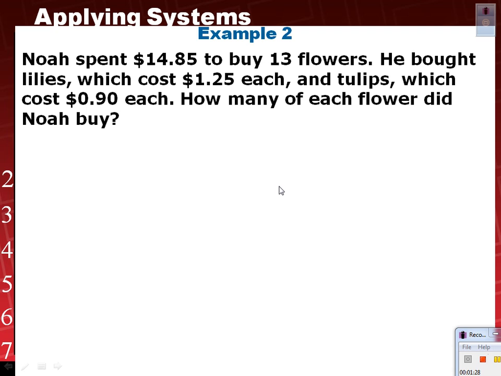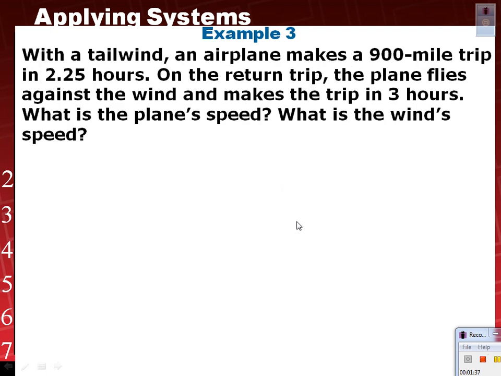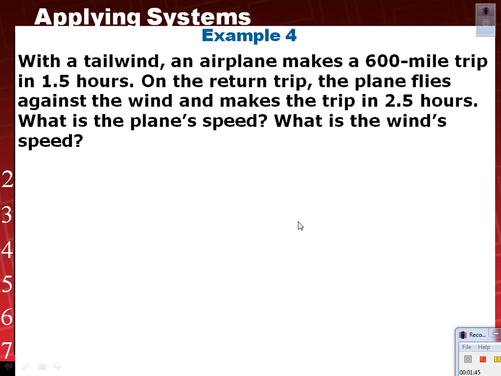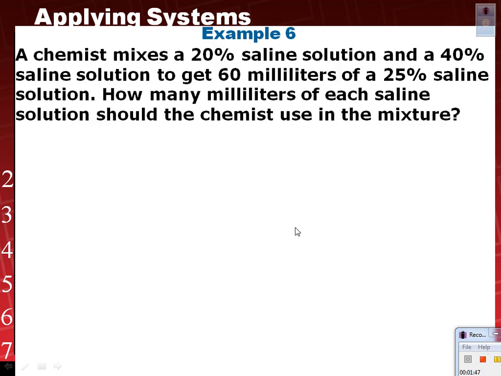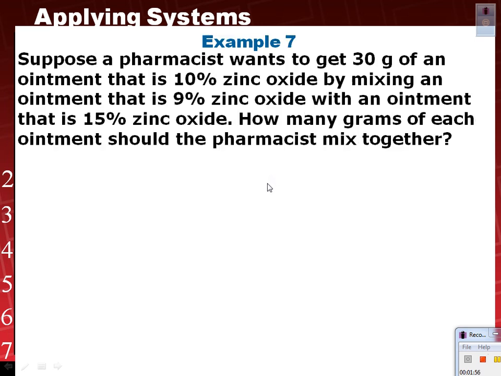From there, we moved on to a funner one, which was a rate problem in regards to rate and distance involving an airplane and boats and stuff like that. From there, we moved on to a mixture problem, which is probably your favorite one. And we did some of these, left you some for homework also. And from there, we move on to this new one.